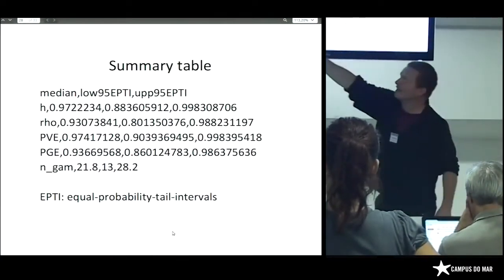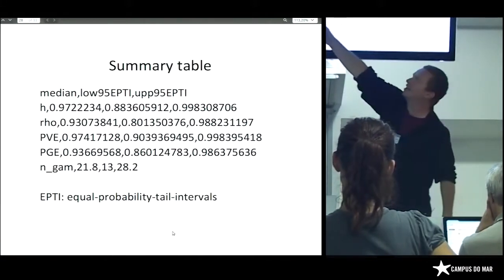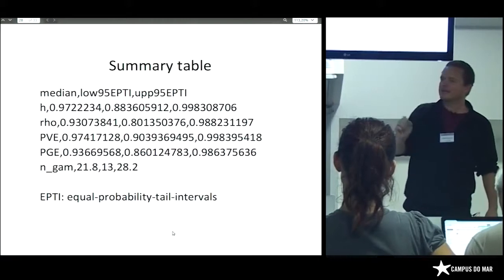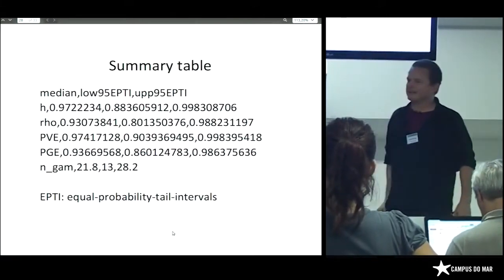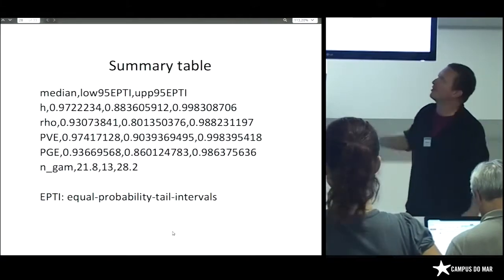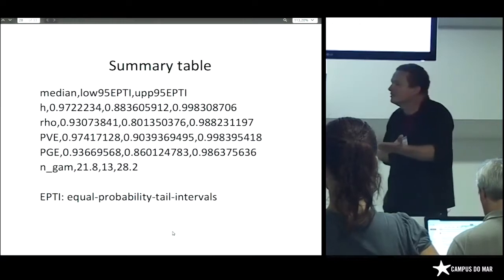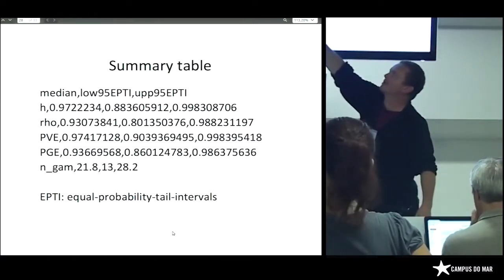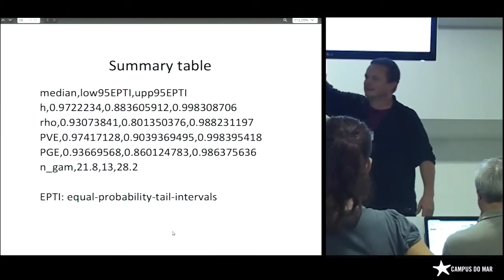And then this last line tells us how many SNPs we needed to do that. And this is saying we need 21 SNPs. Using 21 SNPs, we can explain this phenotype with an accuracy of 97%. 21.8? Yeah, so 22 SNPs. Well, it's Bayesian, right? So we're not quite sure. We could say, okay, 22, but it's somewhere between 13 and 28.